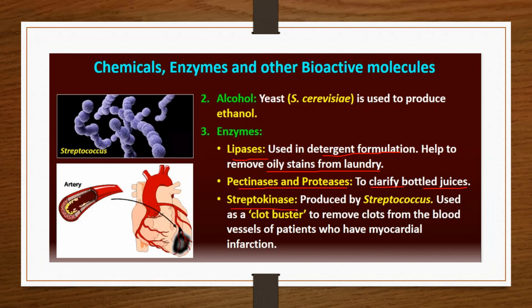Then there is an enzyme, streptokinase. It is produced by Streptococcus bacteria, and it is used as a clot buster to remove the clots from the blood vessels of patients who have just undergone myocardial infarction. That's a type of heart disease.